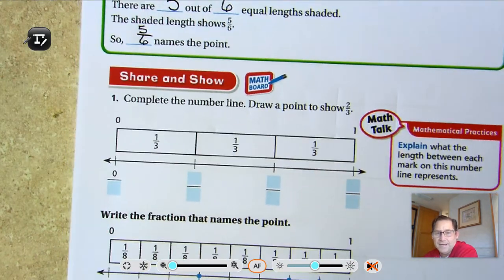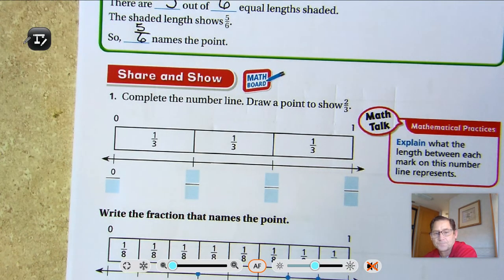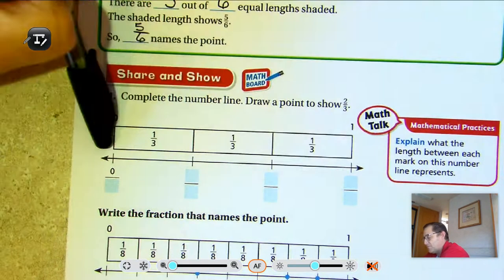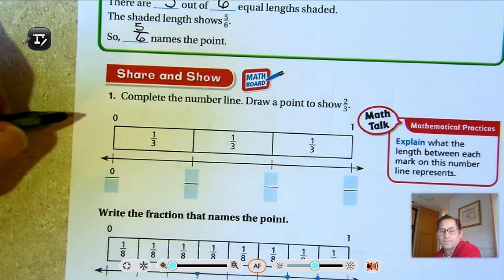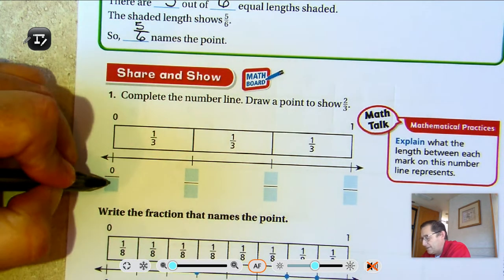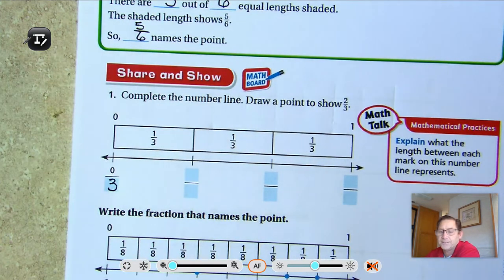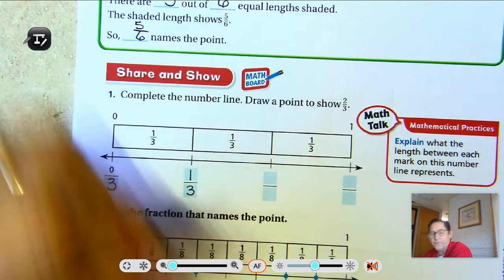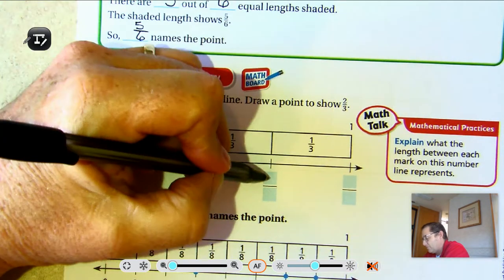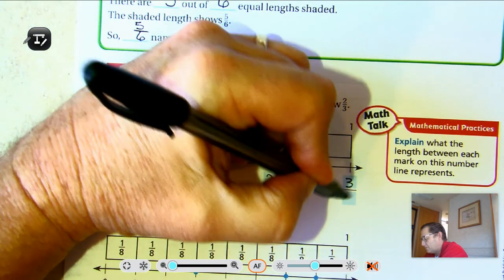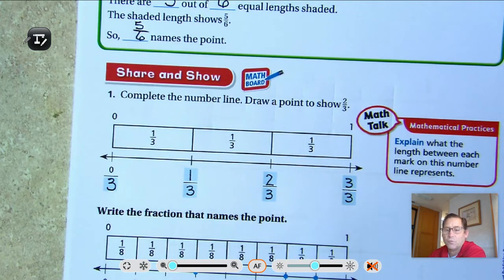All right, complete the number line and draw a point to show 2/3. All right, so we have a 0 and 1. So this whole section makes up the whole of the number line. There are 3 equal parts to this, so that means my denominator has to be thirds. So at the end of the first one, we'd be at 1/3. At the end of the second one, 2/3. And at the end of the third, we'd be at 3/3, or 1 whole.